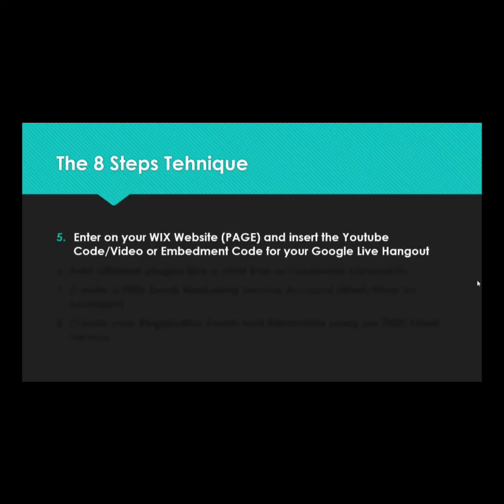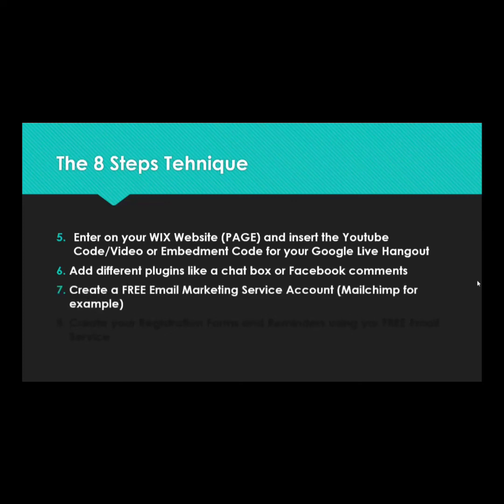Step number 5 is to enter on your Wix website, the page that you have created. You insert the YouTube video code or embed code for your Google Live Hangout there on your page, wherever you want the video, the actual webinar, to appear. You can add different plugins there, like a chat box or Facebook comments, to that page if you want to, and I will show you an example for that.